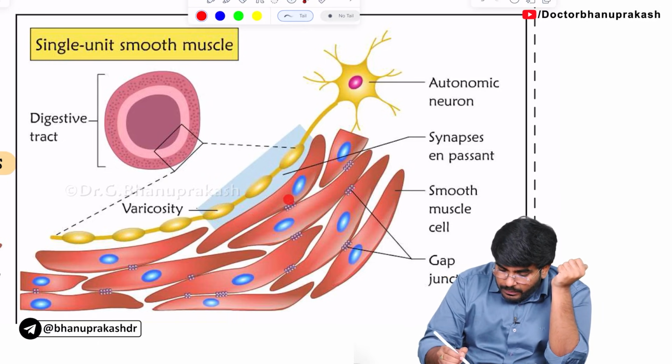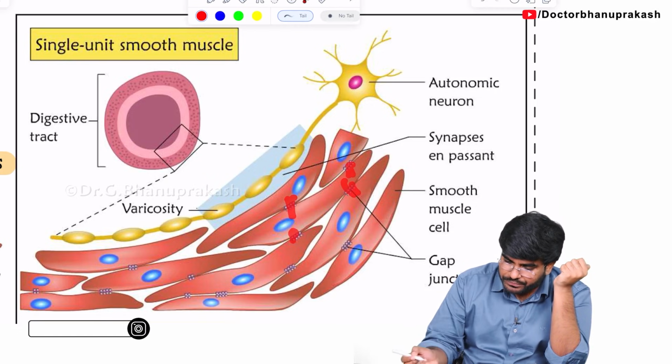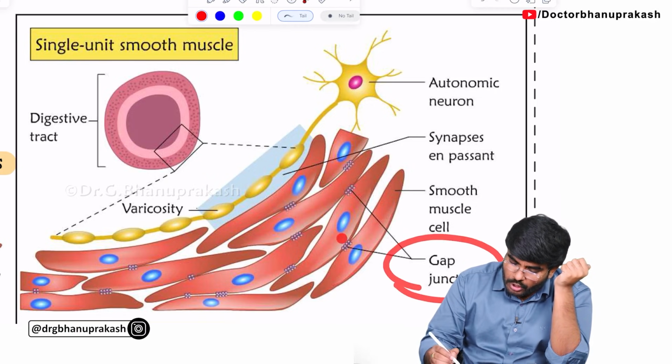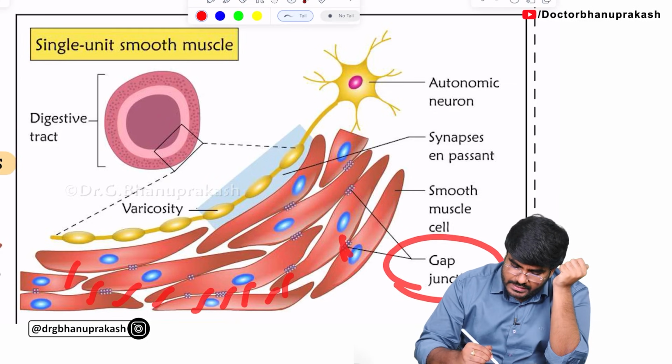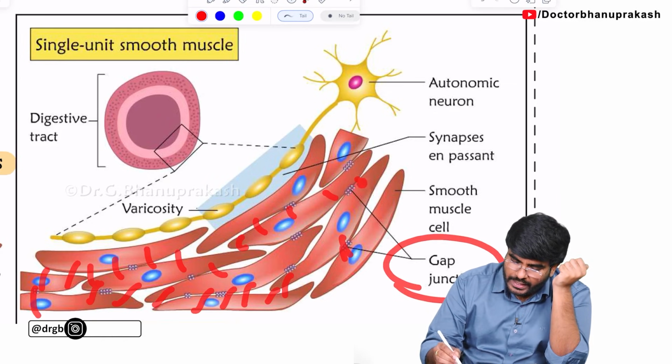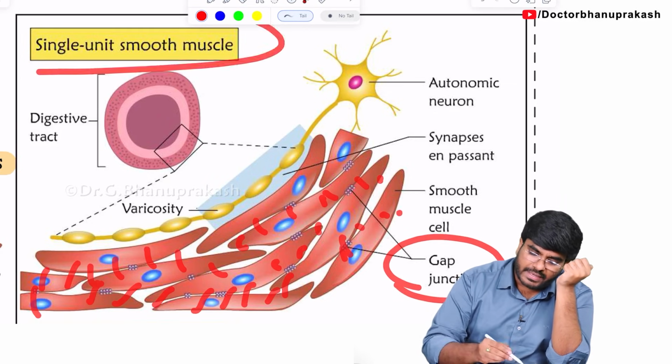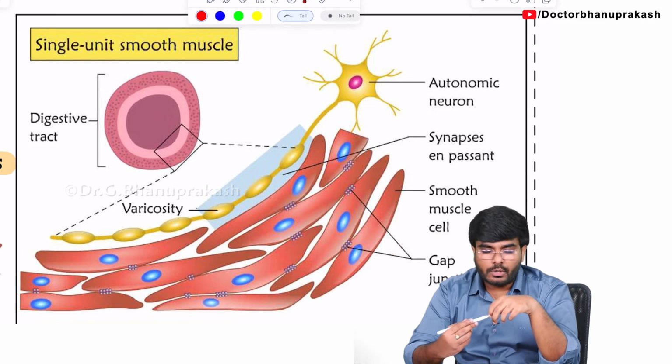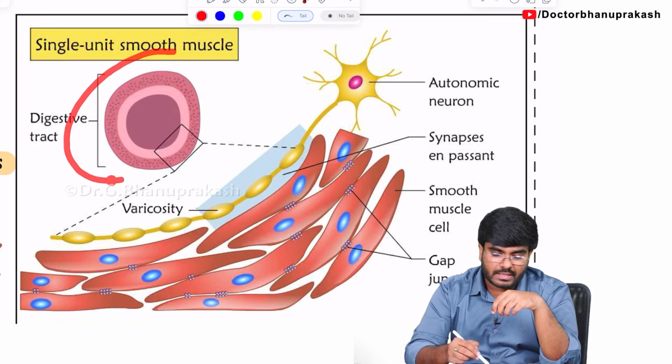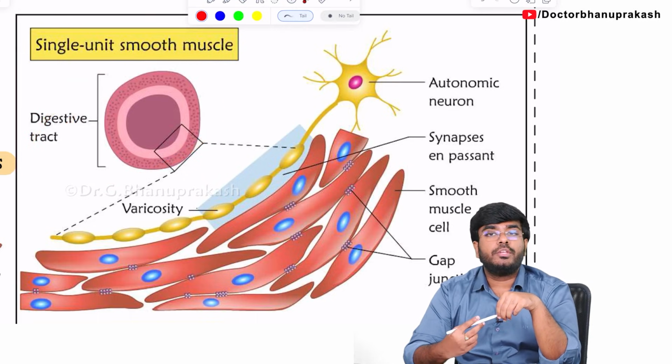And look here, in between the cells, you have the gap junctions. Because of the presence of the gap junctions, all these smooth muscles are going to contract as one individual group. That is why it is an example of single unit smooth muscle, which is present in your intestines, gallbladder, uterus.